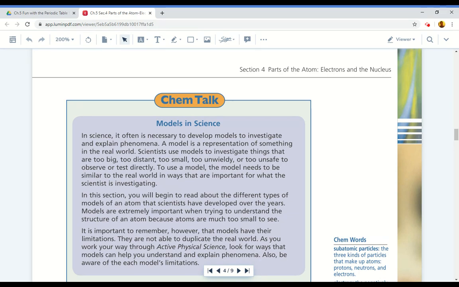A model is a representation of something in the real world. Scientists use models to investigate things that are too big, too distant, too small, too unwieldy, or too unsafe to observe or test directly. To use a model, the model needs to be similar to the real world in ways that are important for what the scientist is investigating.